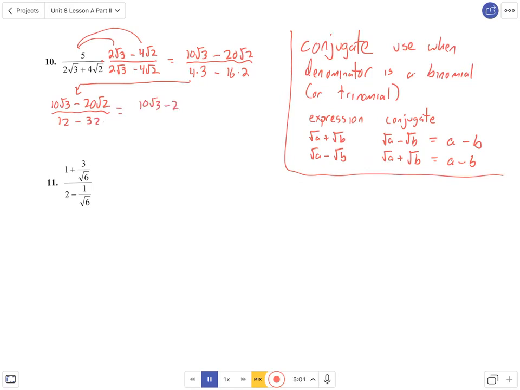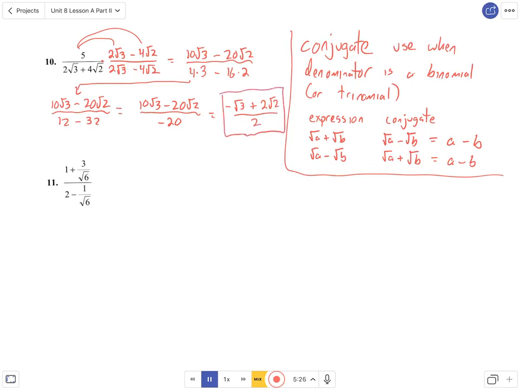10 rad 3 minus 20 rad 2 over negative 20. The last step here is just to simplify. We reduce by a factor of negative 10. That's why we get negative rad 3 plus 2 rad 2, all over 2. And that is our simplified form.